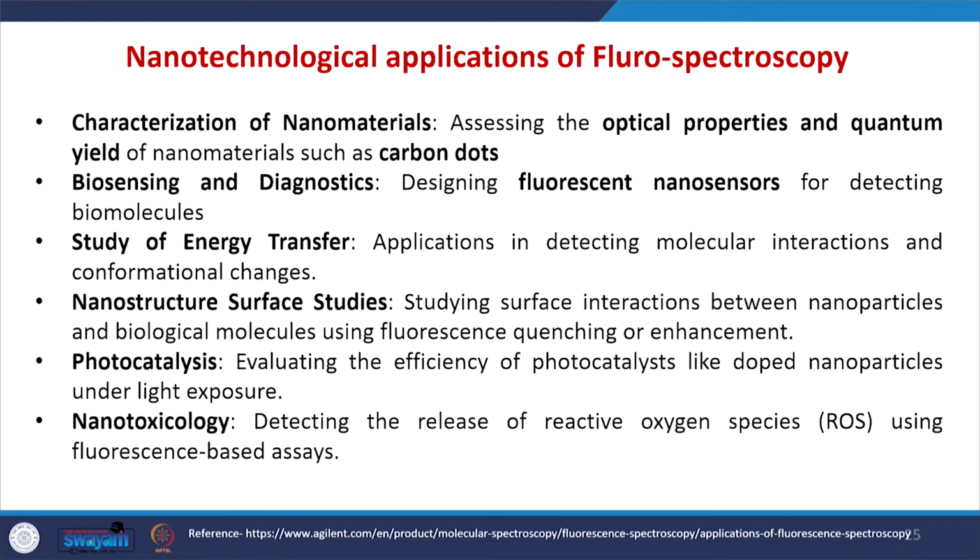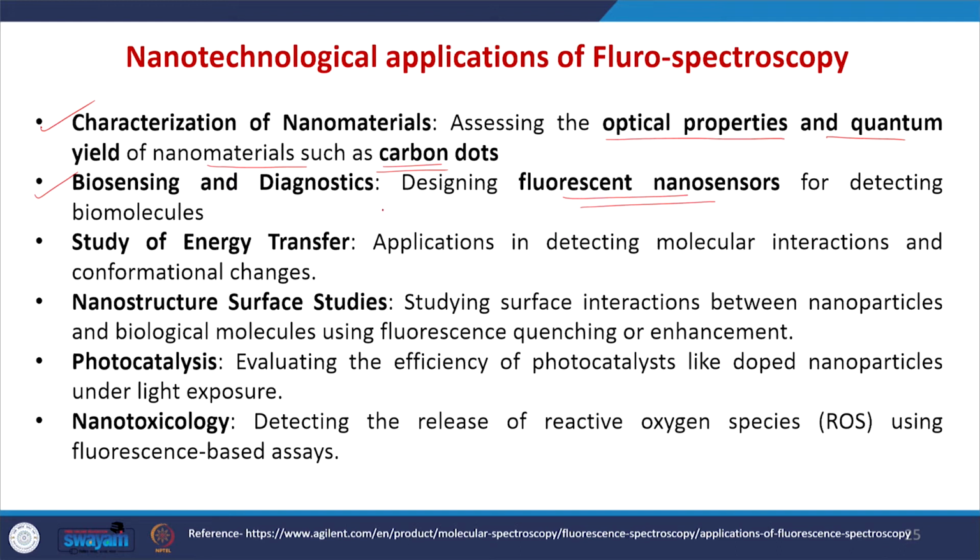The first one is we can use this fluorescence spectrophotometer for characterization of fluorescent nanomaterials, for assessing the optical properties and quantum yield of nanomaterials such as carbon dots or quantum dots. And we can also use it for biosensing and diagnostics. If you have fluorescent nanomaterials, it can act as a kind of fluorescent nano sensor.